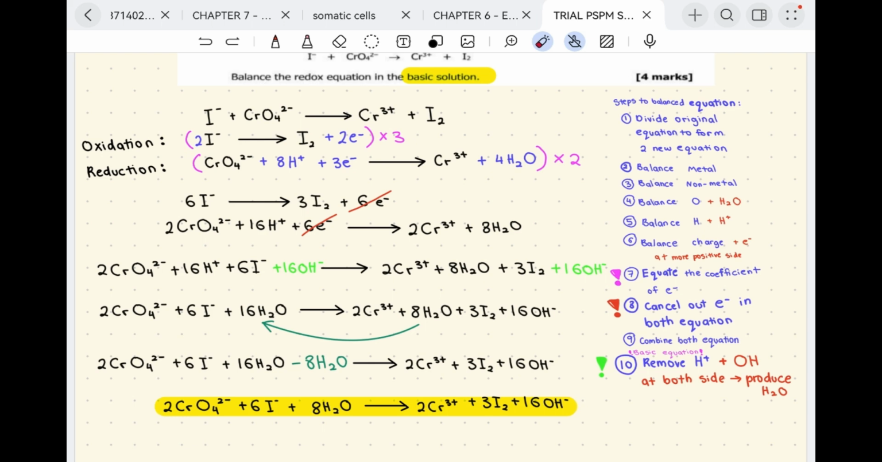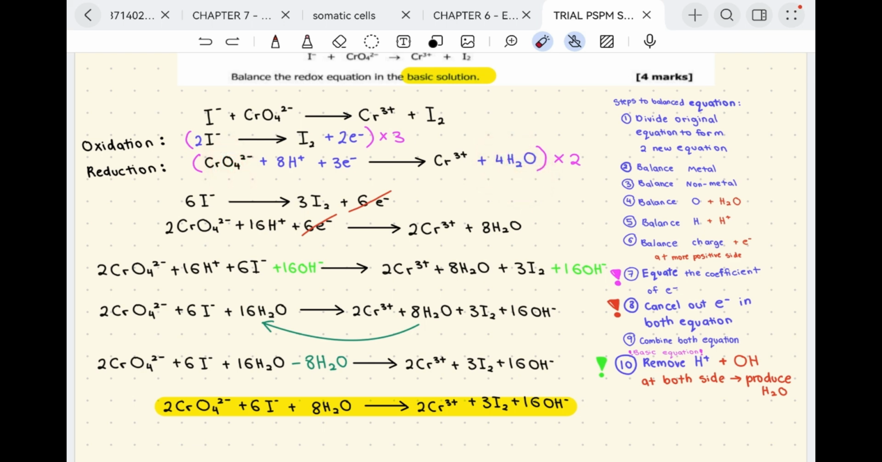So on the left hand side, the coefficient of chromium is 1, and on the right hand side, the coefficient of chromium is also 1. So the chromium atom is already balanced. But on the left hand side, the number of oxygen is 4, while on the right hand side we don't have any oxygen. So we just need to add 4 water molecules, which is 4 H2O, in order to balance the number of oxygen. Okay, now the number of oxygen is 4 for both sides.